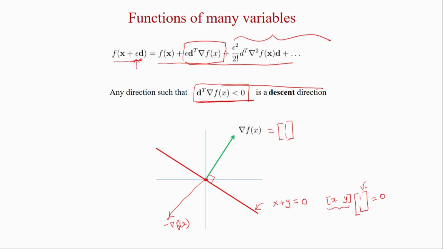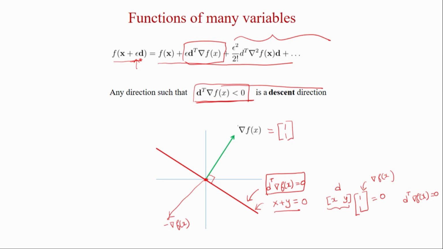So think of this as our gradient del f of x, and think of this as our direction, such that d transpose del f of x is now 0. So this is the set of all points such that the dot product with respect to this vector is 0, which means this is the set of all points for which d transpose del f of x is 0. So this is the line which is perpendicular to the vector that you care about. Is that clear? If your gradient was just 1, 1, then this line is x plus y equals 0.